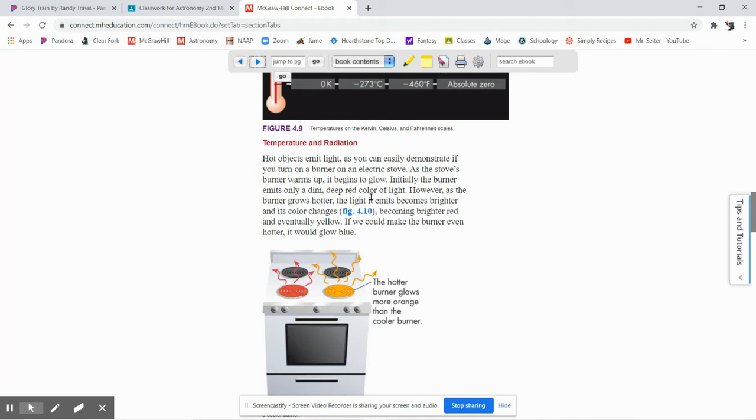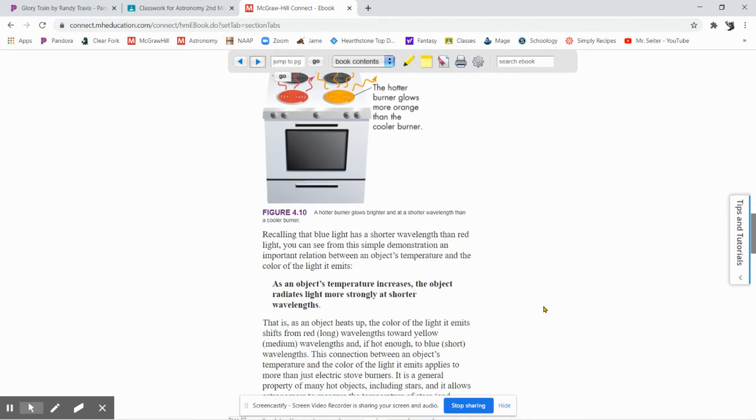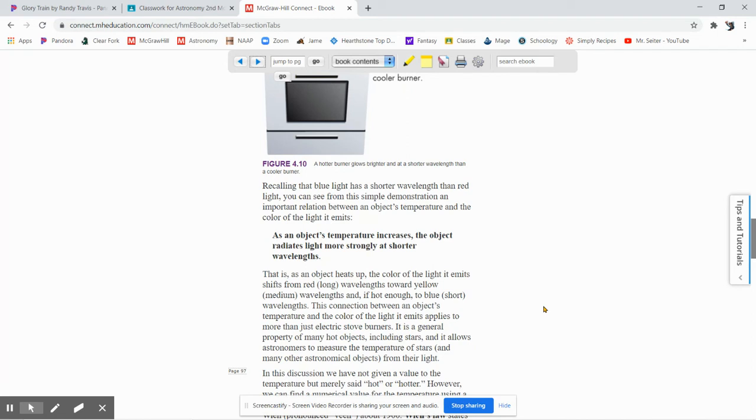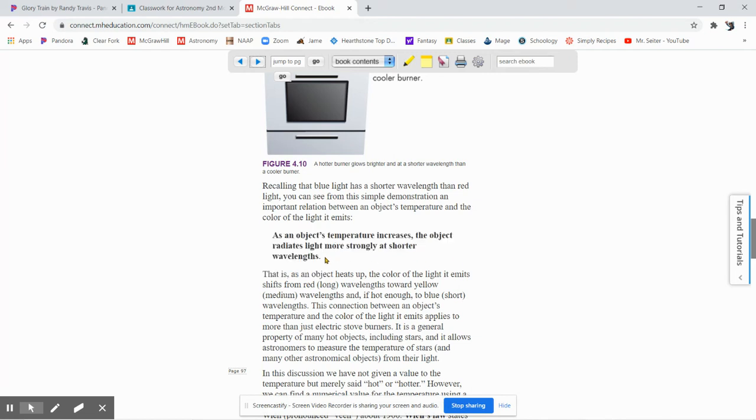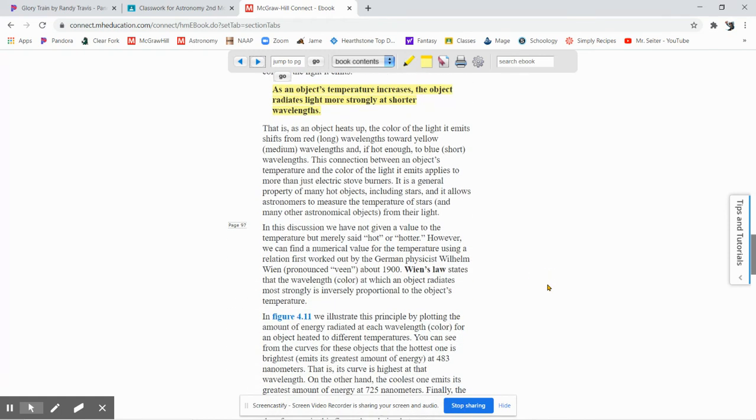Temperature and radiation. Now it starts to link these different colors, different wavelengths have different temperatures because they have more or less kinetic energy, right? And remember, kinetic energy is a measurement of temperature. As an object's temperature increases, the object radiates more strongly at shorter wavelengths. This is important.